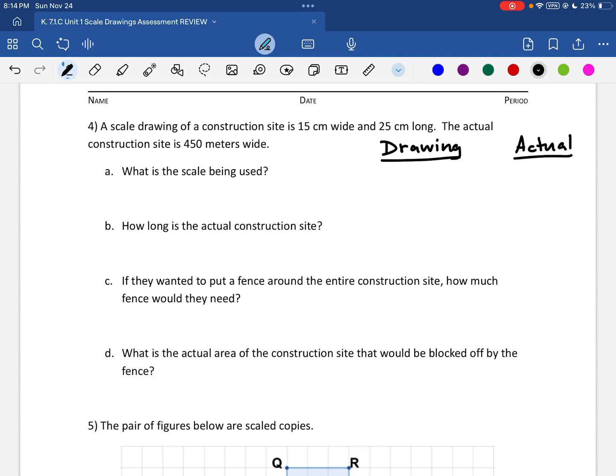And I can see that the scale drawing is 15 centimeters wide. That's the drawing, so that's 15 centimeters. The one thing I'm going to do different this time that I didn't do before is I want to make sure that I label this as the width. So I'm going to say this is how wide it is. And the next piece says it is 25 centimeters long. So this is going to be the length. Both of those are measured in centimeters. They're both on the scale drawing.